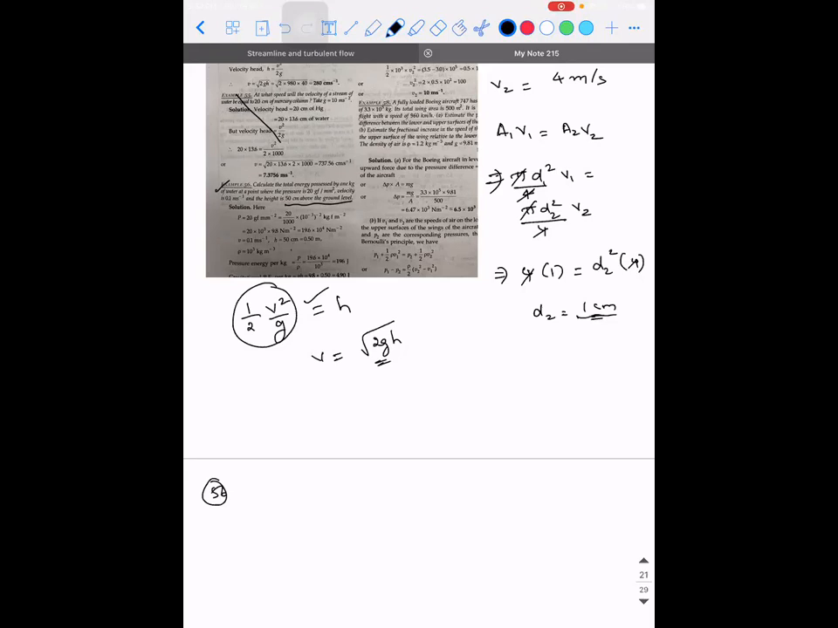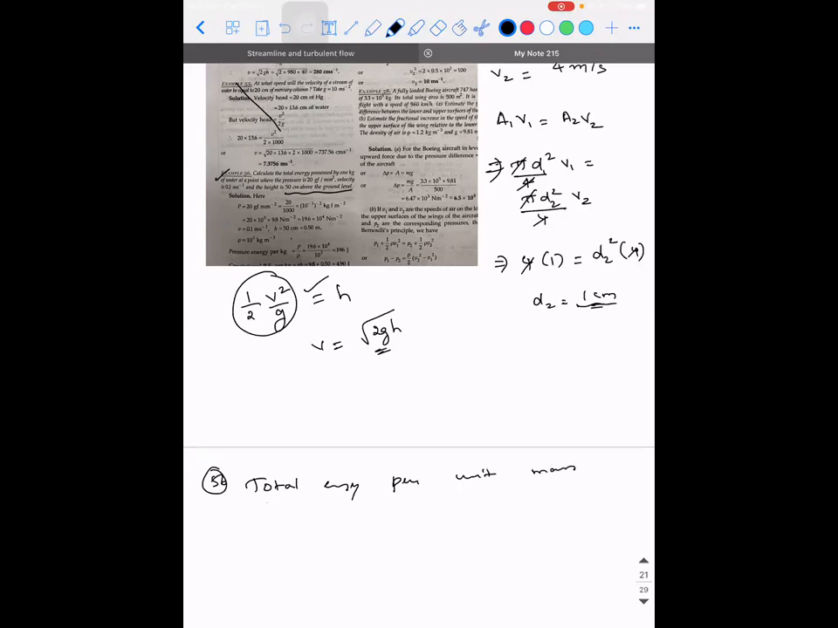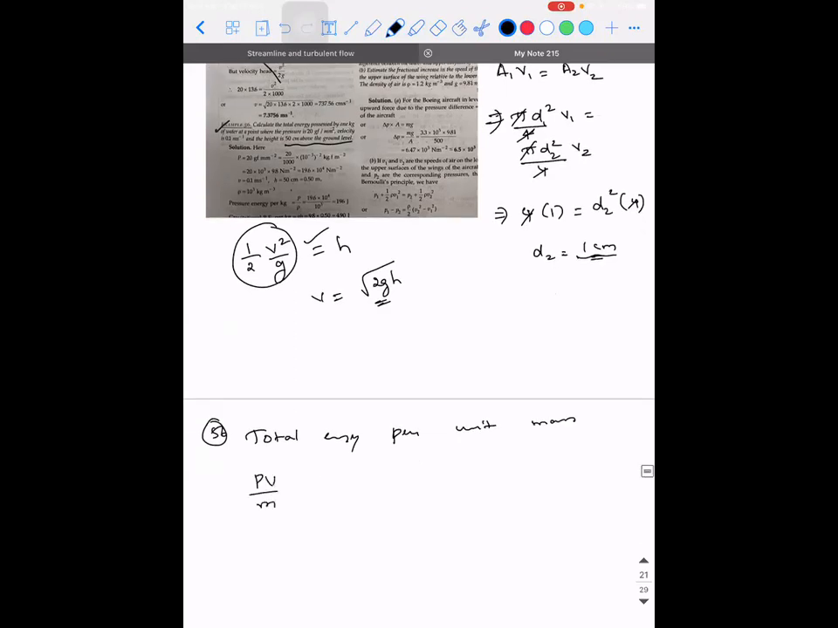How to calculate? So we will calculate energy per unit mass. Total energy per unit mass will be pressure energy by mass plus kinetic energy by mass plus potential energy by mass. So P divided by rho plus half V square plus GH. This is what they are asking. So this is the total energy possessed.